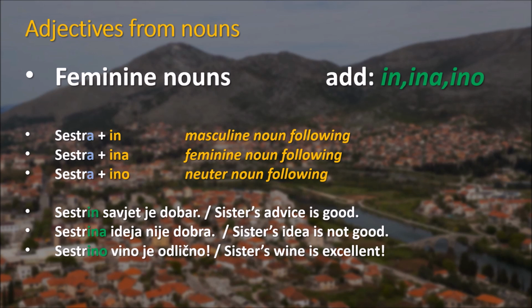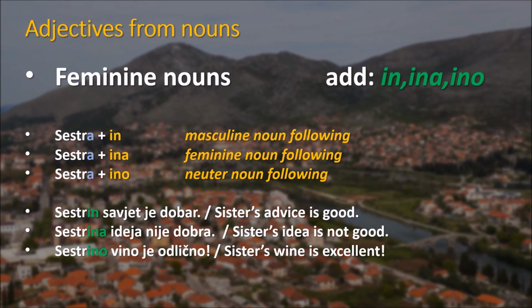Sestrina ideja nije dobra. The sister's idea is not good. So ideja, we know when it ends on a it is feminine, so we need to use sestrina. Sestrina ideja nije dobra. And dobra also follows ideja, so they all need to match.